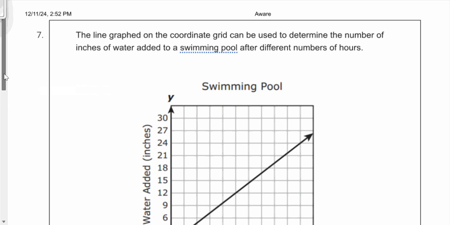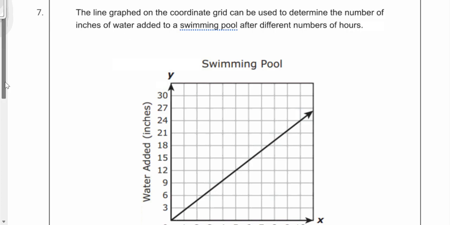Number 7, the line graphed on the coordinate grid can be used to determine the number of inches of water added to a swimming pool after different numbers of hours.